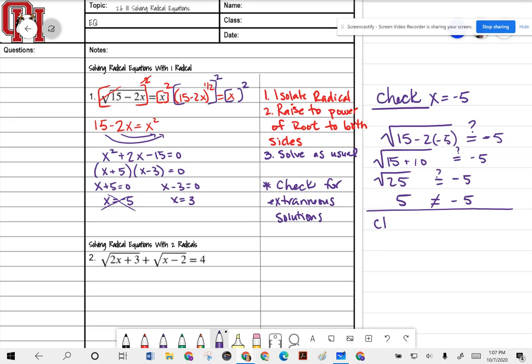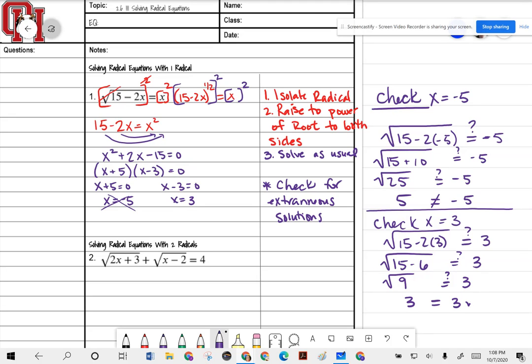So now let's double check when x is equal to 3. You plug it into the original, and we are checking to see if that also equals x, which is 3. So 15 minus 6 gives us the square root of 9. Is that equal to 3? 3 does equal 3, so I can box my answer of x equals 3.